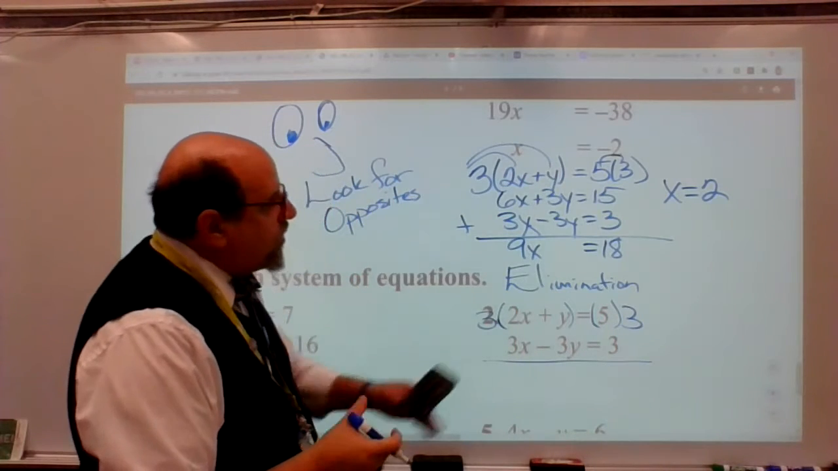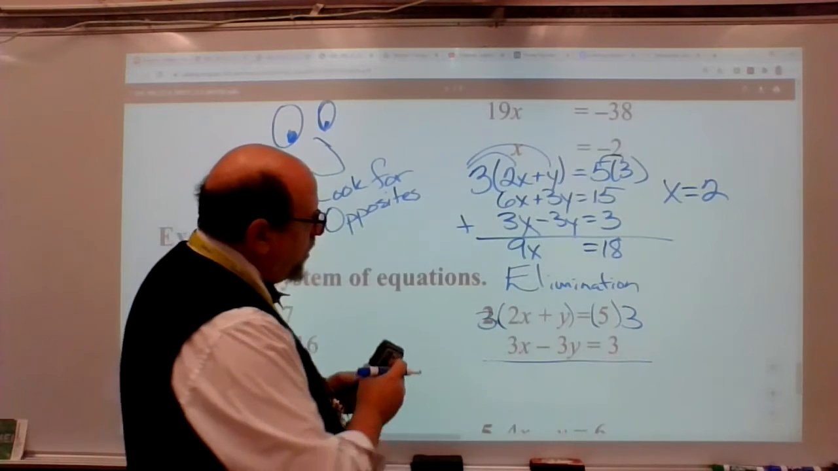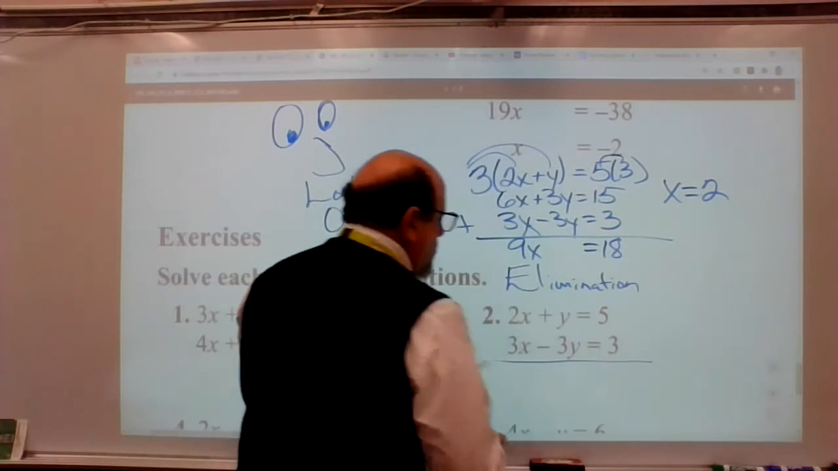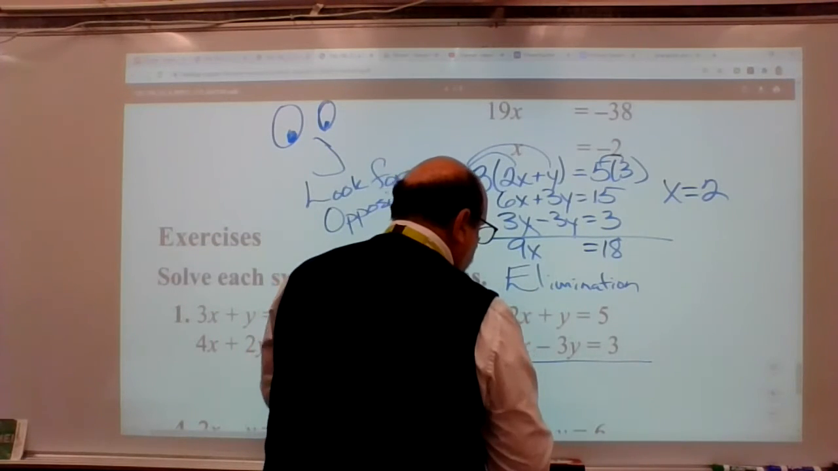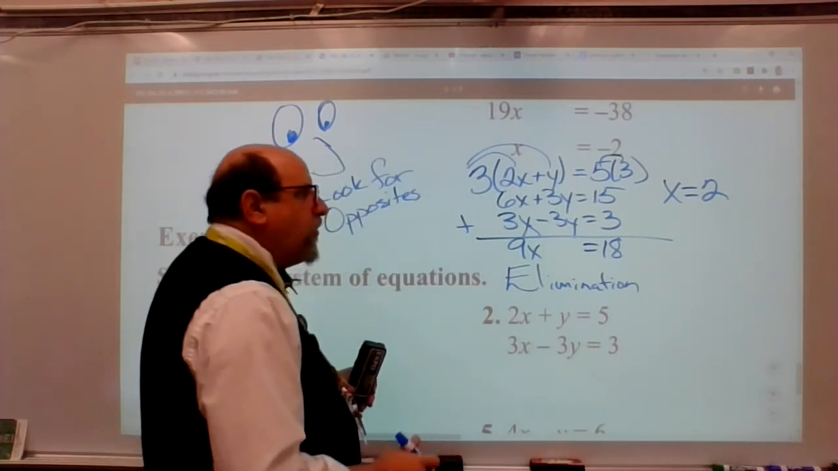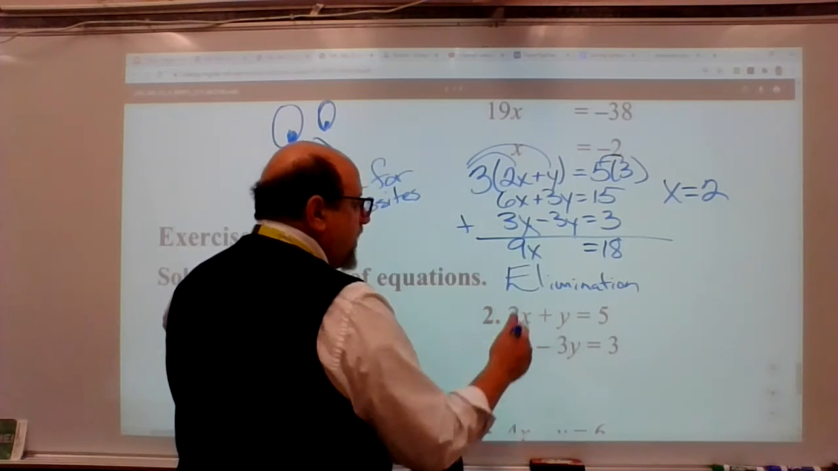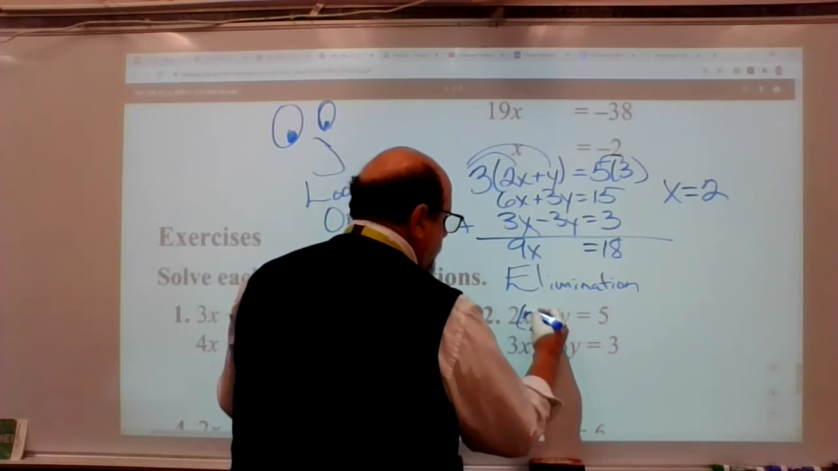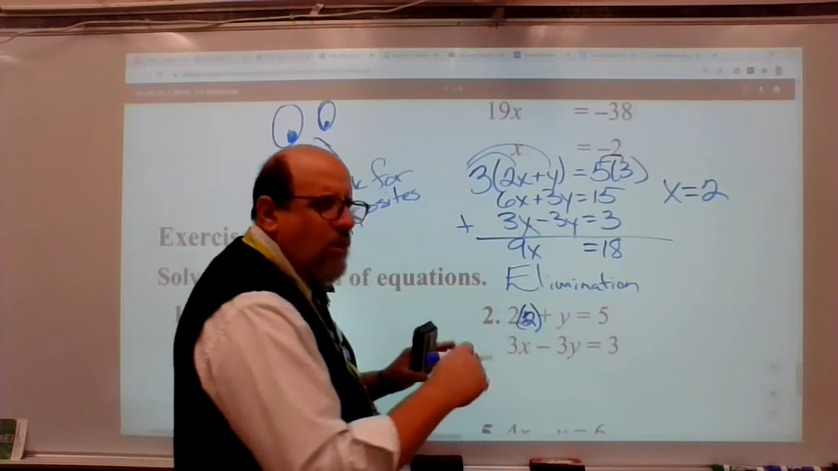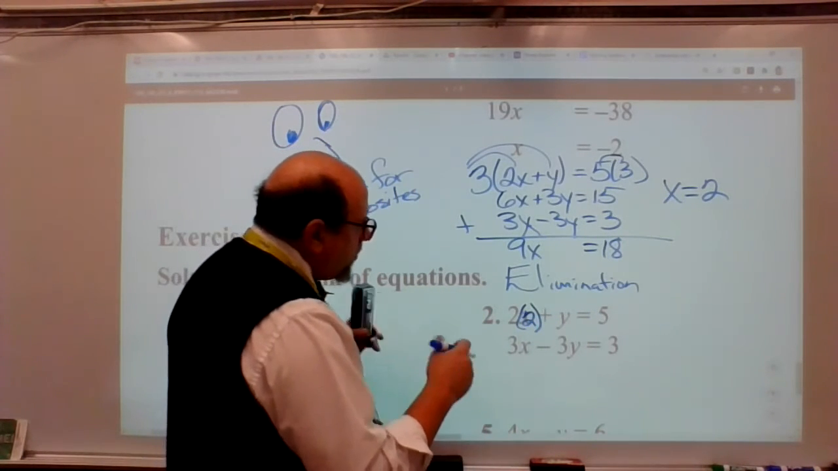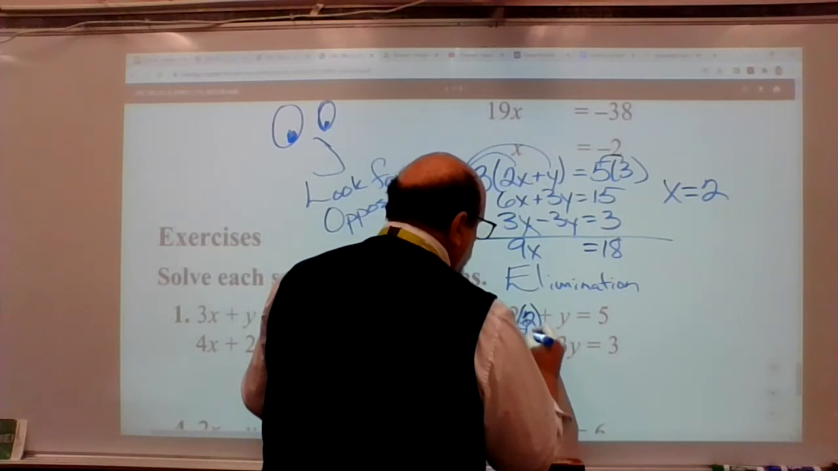Good? Once I have my x equals 2, I can plug it into any of these original equations and solve. I'm going to solve for this guy. Why? Because there's a single y right there. I love lone variables. They make our lives so much easier. We don't have to do all that work.